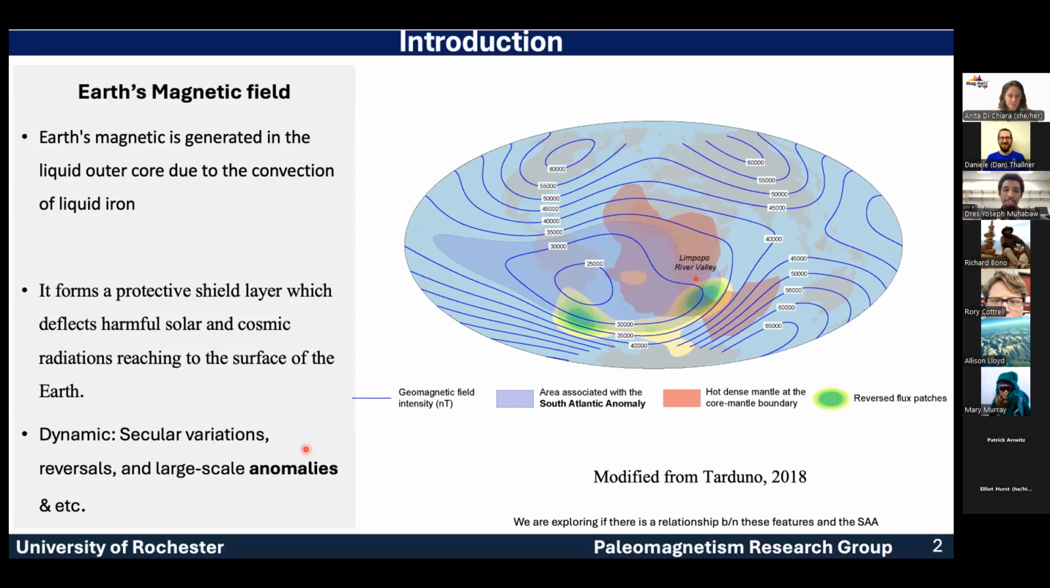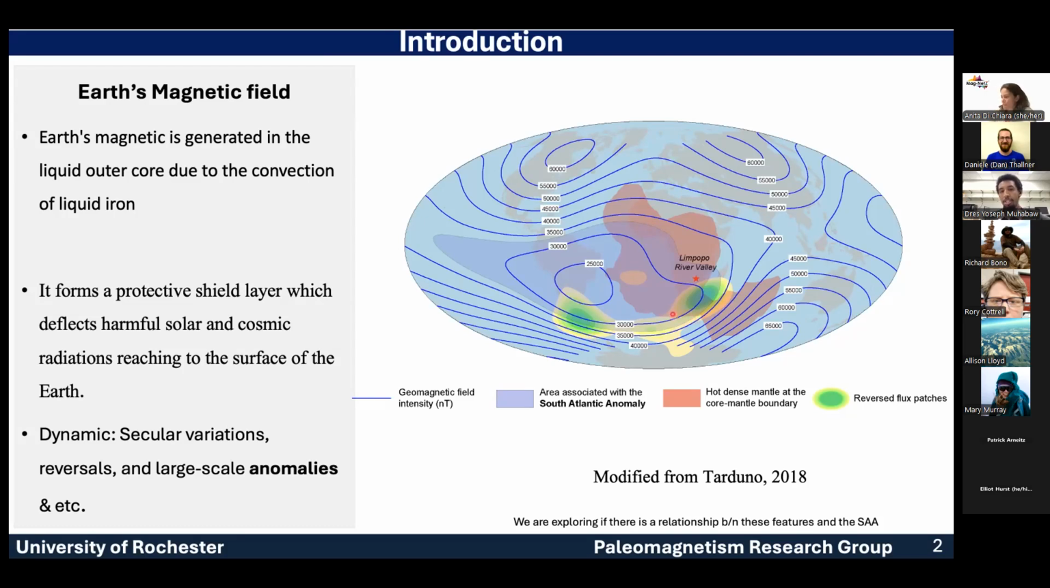We are more interested in one of the anomalous features of the Earth's magnetic field, which is the South Atlantic magnetic anomaly. As you can see from this map, the South Atlantic anomaly is a region where the Earth's magnetic field is at its lowest. This area spans Southern Africa, the South Atlantic Ocean, and South America. The yellow and green region is the reverse flux patch, where the Earth's magnetic field is opposite to the normal field.